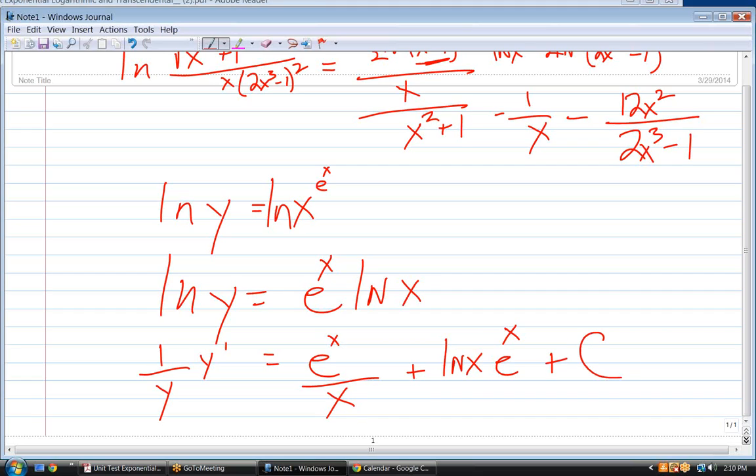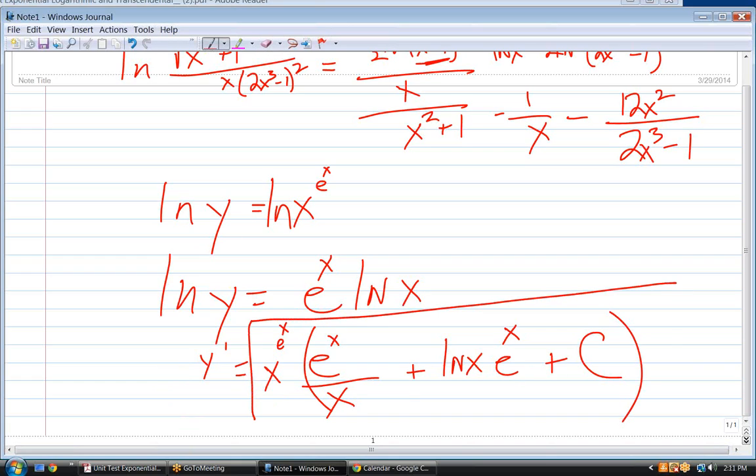Okay. So y prime is going to be this whole thing multiplied by y. And y is what? x e to the x, or x raised to e to the x. Yeah, so that should be our answer. We're looking for something that looks like that.